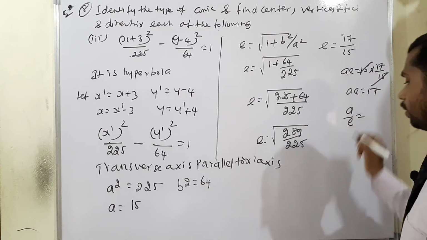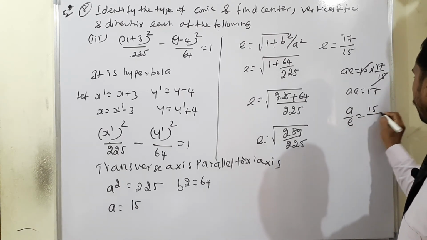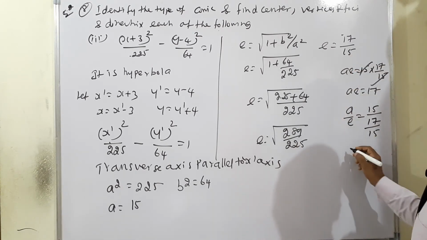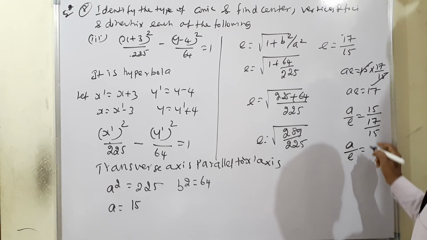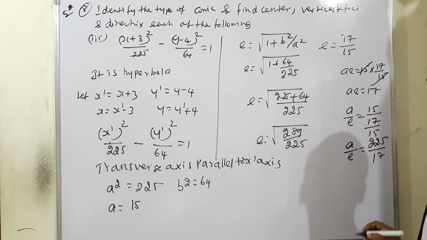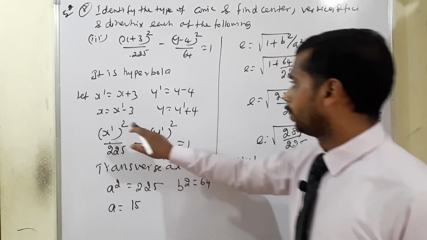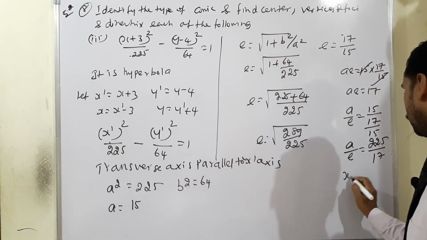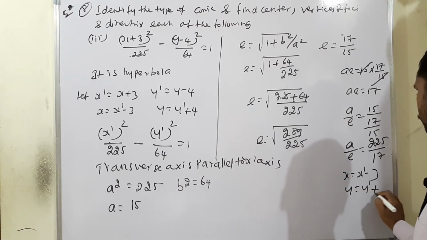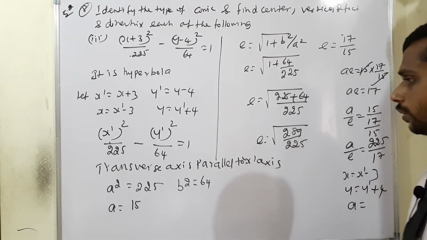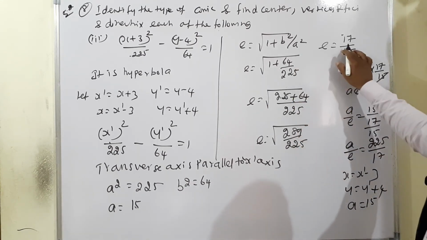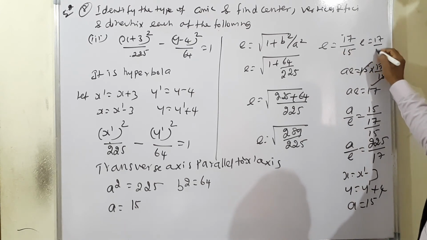Then a by e, what is the value? a is equal to 15, e is 17 by 15. Therefore a by e is the reciprocal, 15 into 15, that is 225 divided by 17. Now we need another important relation: x is equal to x dash minus 3, and y is equal to y dash plus 4. Then a is equal to 15 and e is equal to 17 by 15.